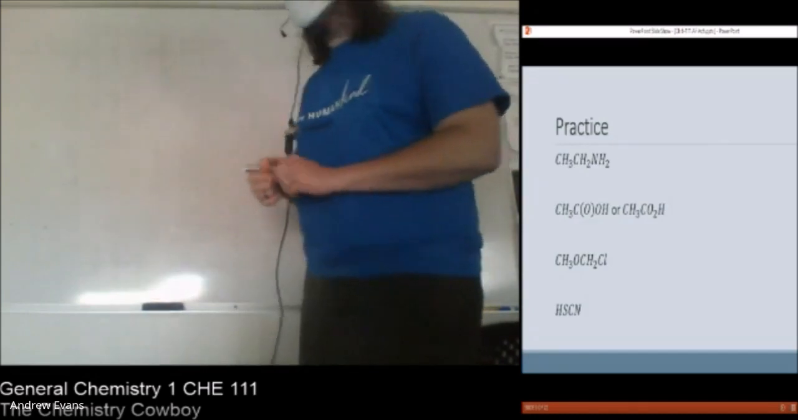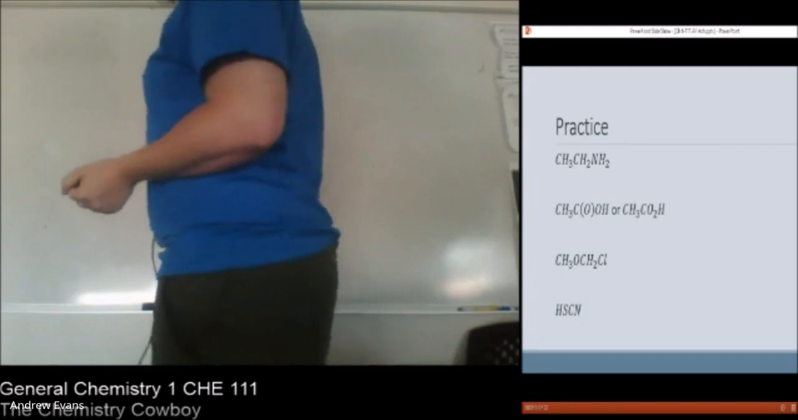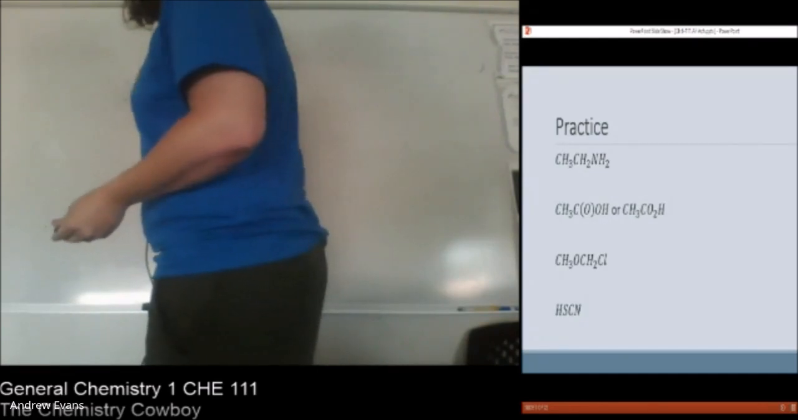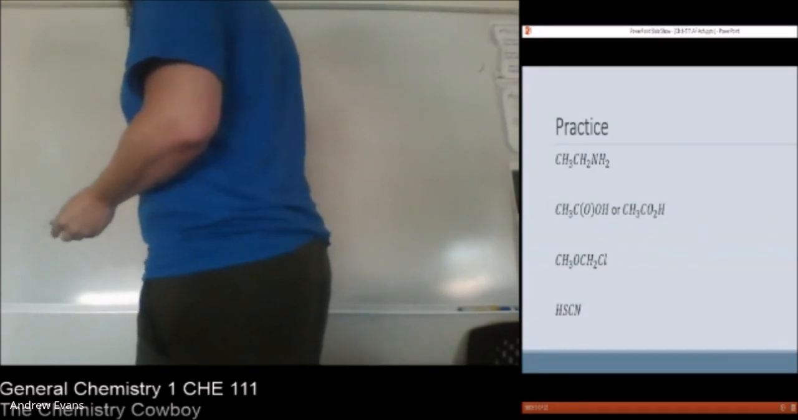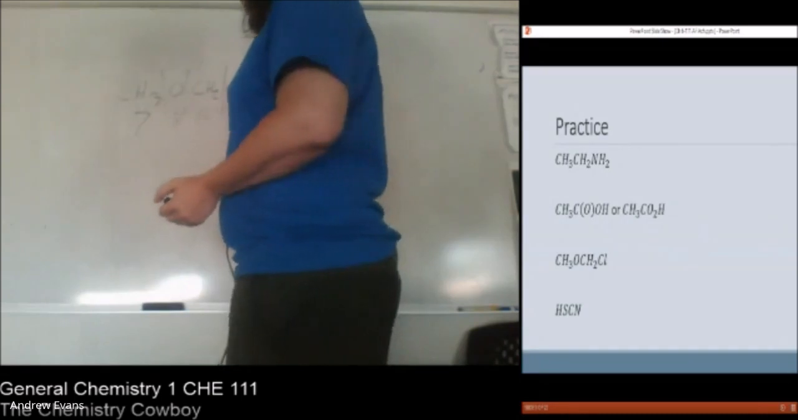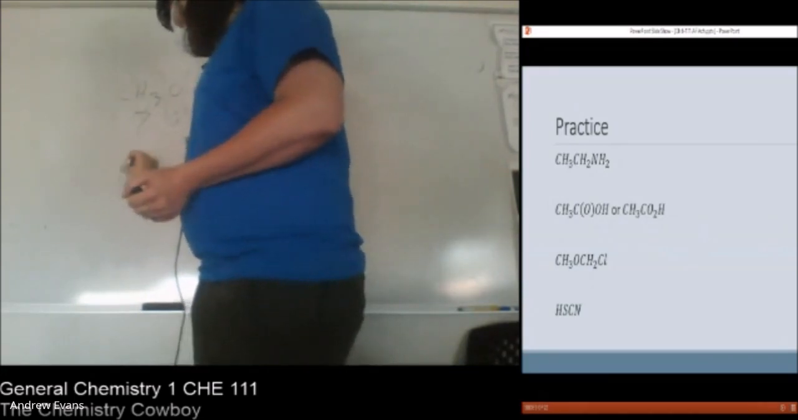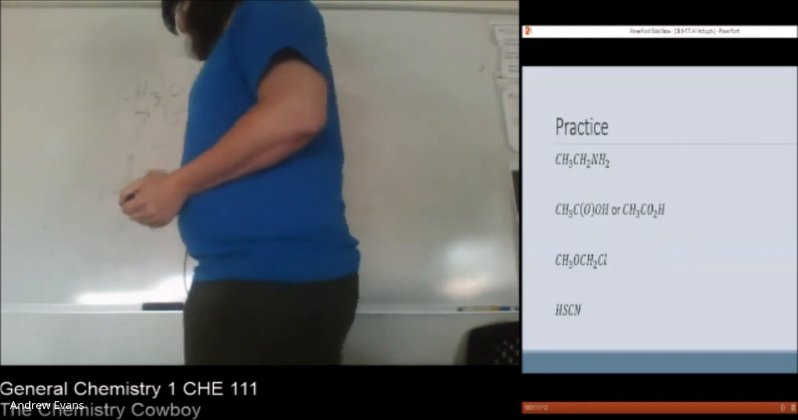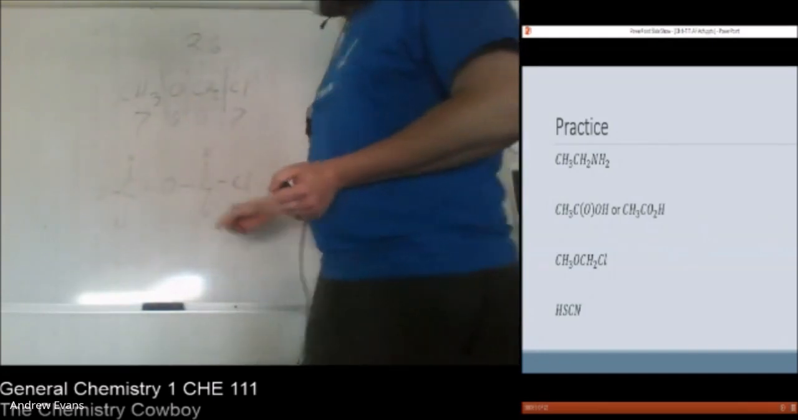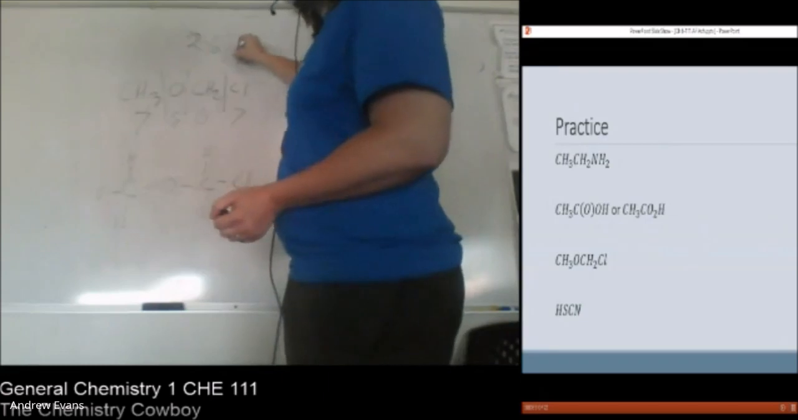Looking at the last two, CH3OCH2Cl, methyl chloromethyl ether, something like that, or methoxychloromethane, but CH3, O, CH2, Cl, breaking it down into each individual chain. 7, 6, 6, 7, 14, 20, 26 electrons. Carbon, hydrogen, hydrogen, hydrogen. O, carbon, hydrogen, hydrogen. Cl. How many have we used? 2, 4, 6, 8, 10, 12, 14, 16. We used 16. So that means there's 10 left.